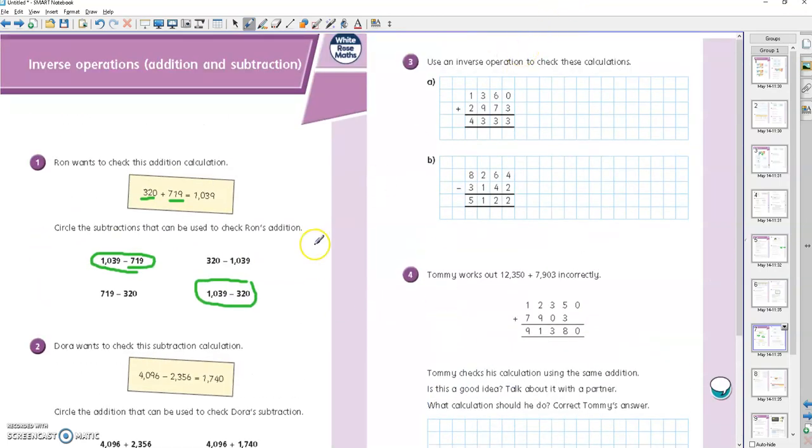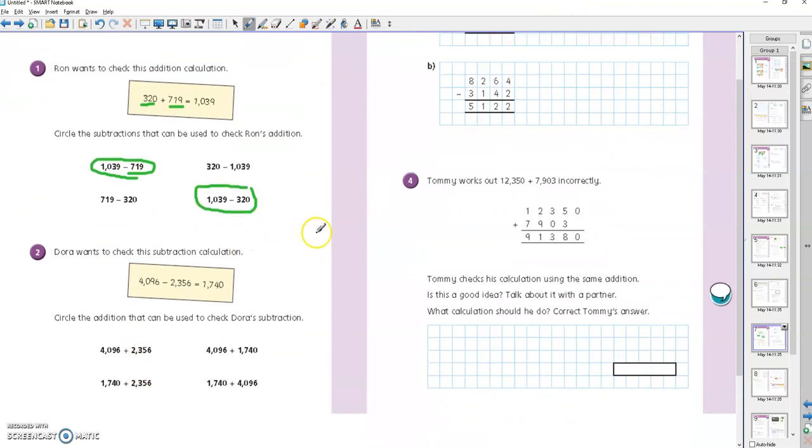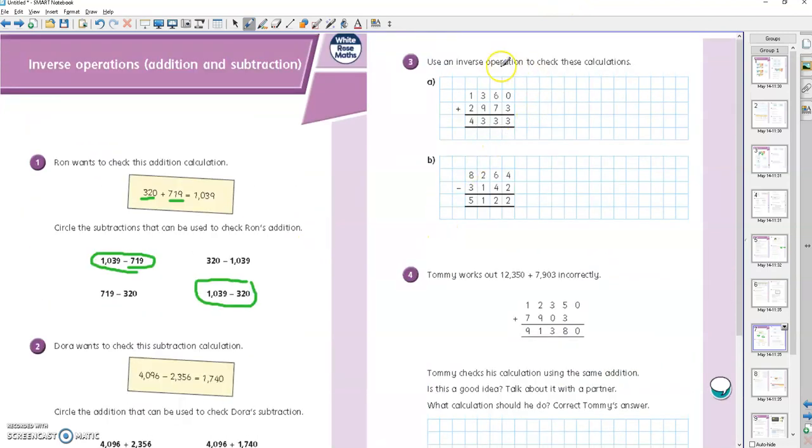Here, they gave you all the options for these two. Now they've taken away the options, and they're just asking you to use an inverse operation to check these calculations. There are two ways of doing it, but it's just asking you to do one. This is an addition. Which subtraction would help check that this is the correct answer? And for here, this is a subtraction. So which addition would help check that this is the correct answer?